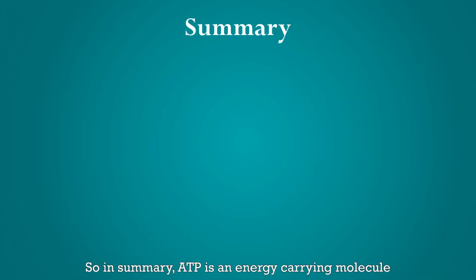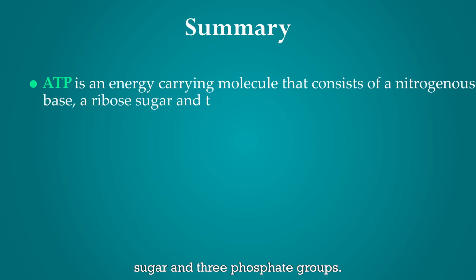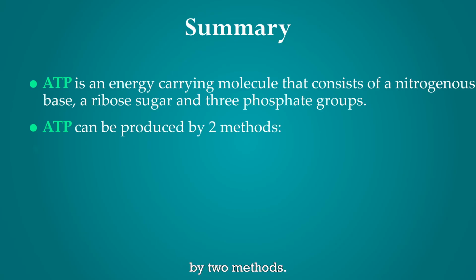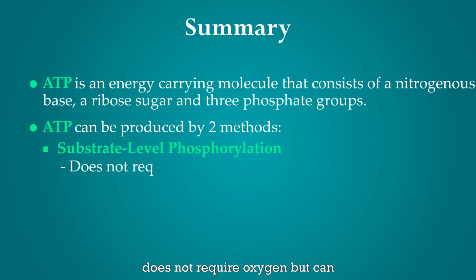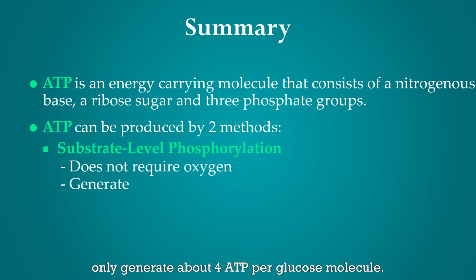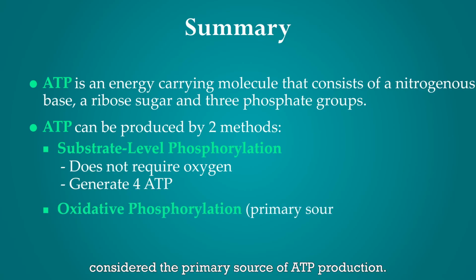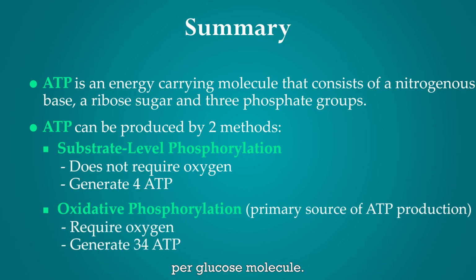So, in summary, ATP is an energy-carrying molecule that consists of a nitrogenous base, a ribose sugar, and three phosphate groups. It can be produced by two methods: substrate-level phosphorylation, a process that does not require oxygen but can only generate about 4 ATP per glucose molecule, and oxidative phosphorylation, a process that is considered the primary source of ATP production. It requires oxygen but can generate up to 34 ATP per glucose molecule.